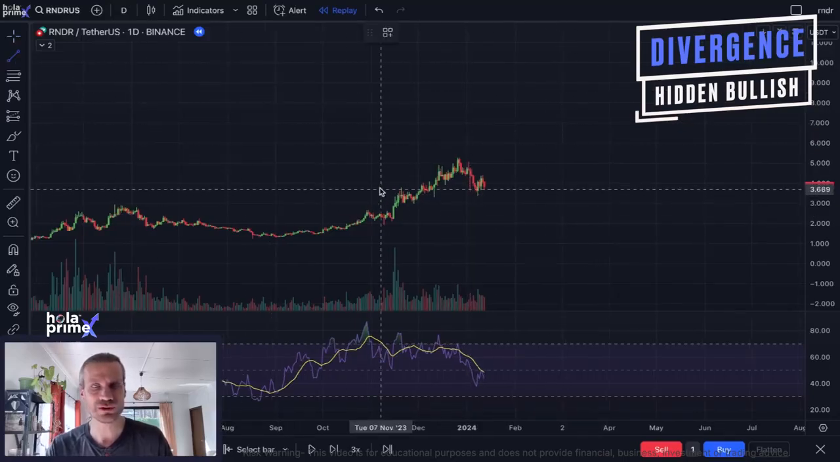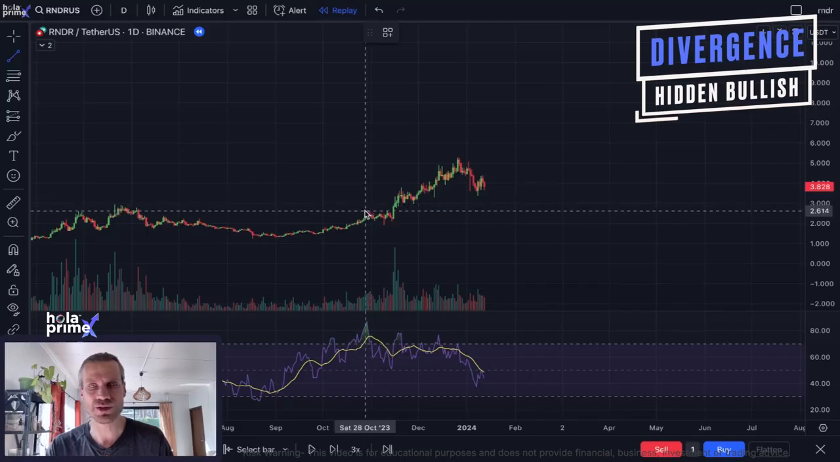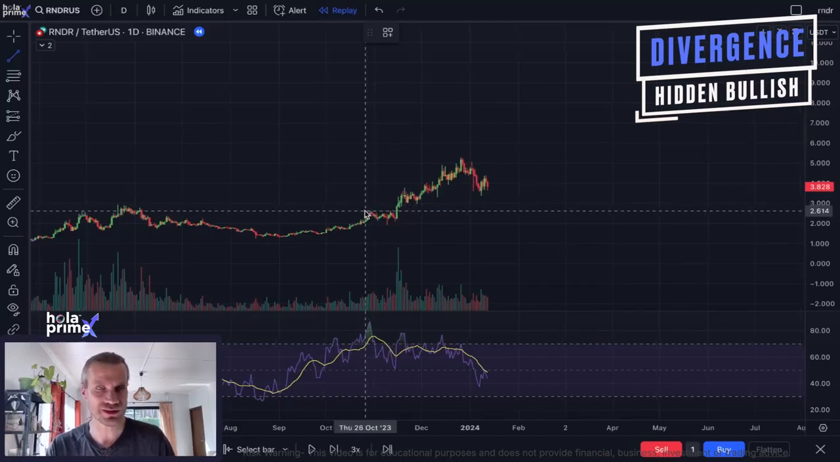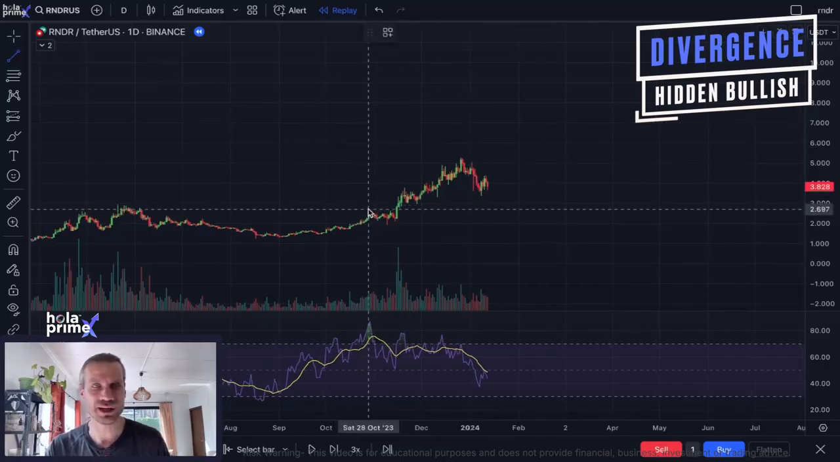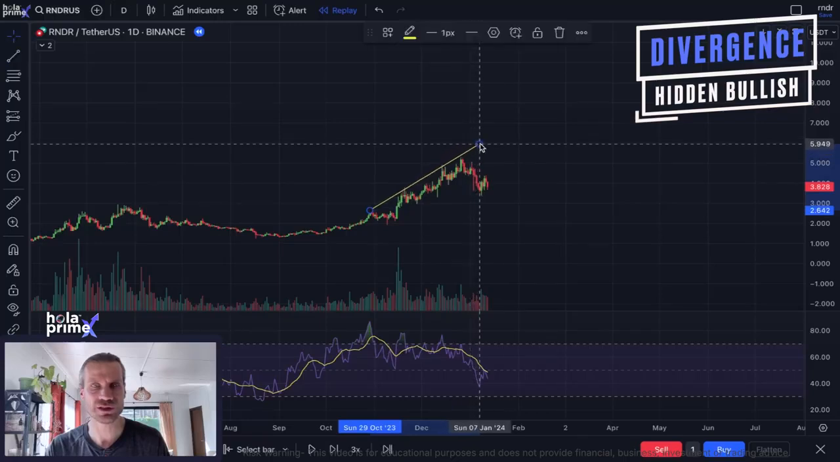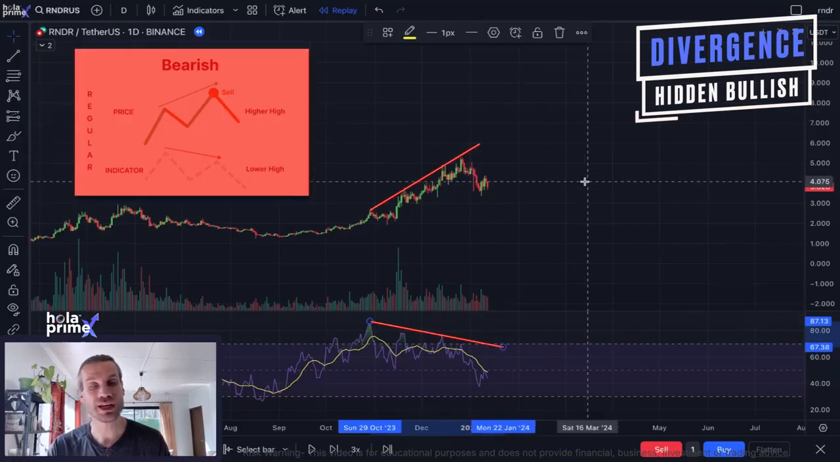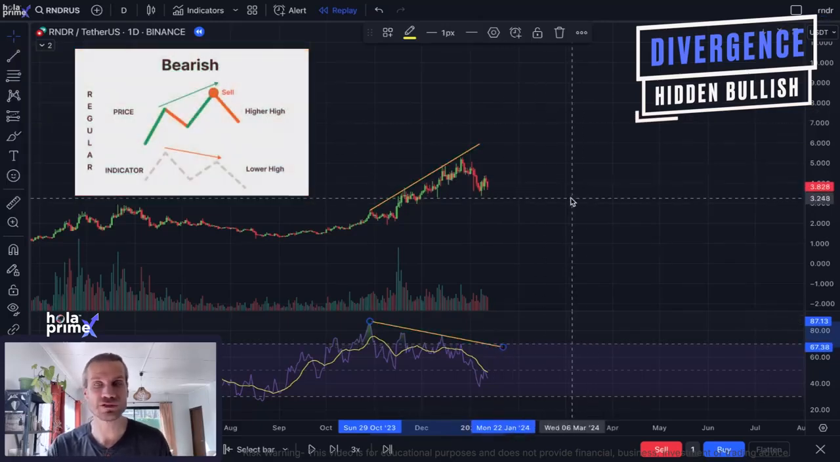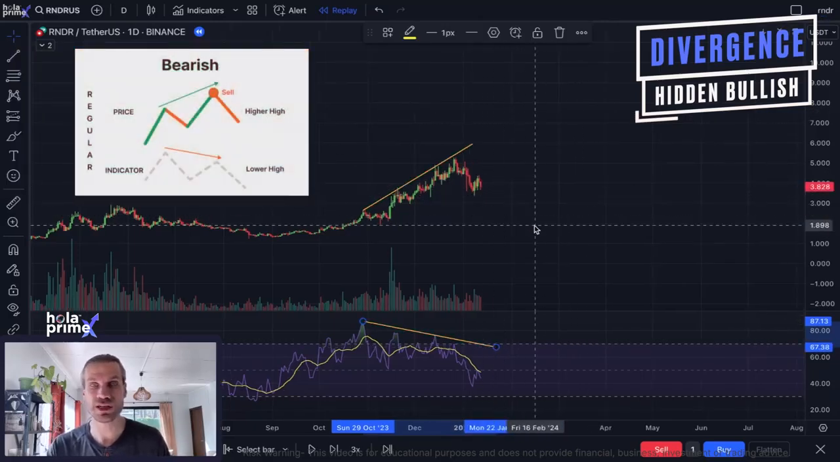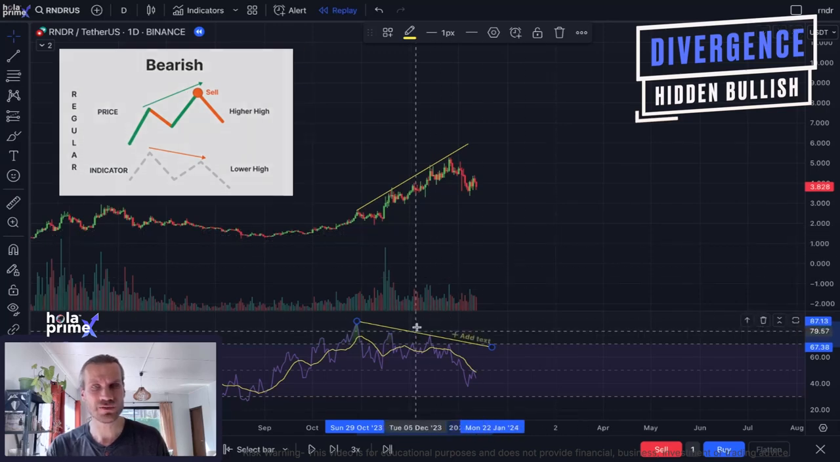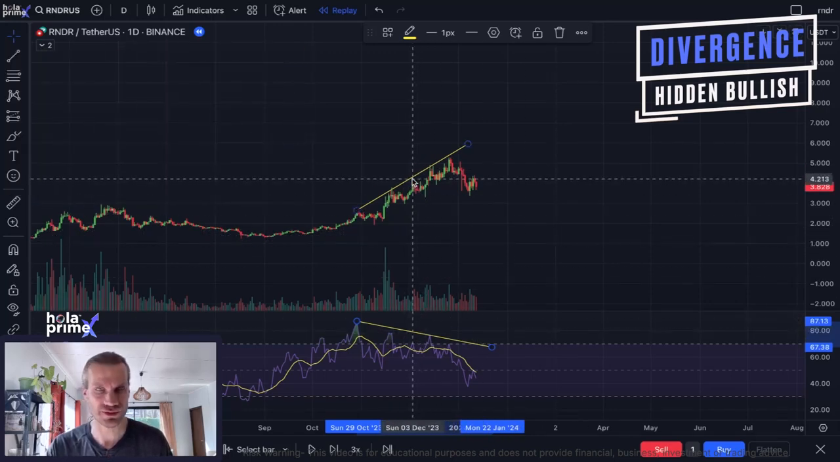So before I look for some hidden bullish divergence, which would indicate a continuation in the price action, I'm just going to look for some regular bearish divergence. So we're on the top again. Okay, so we've got a high, and then we're looking for a lower high on the top. Okay, so there is some regular bearish divergence, which would suggest we could see a move lower. But let's see if we can find some hidden bullish divergence as well.